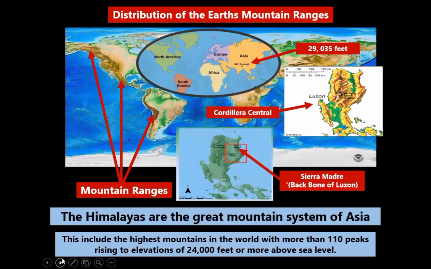Another notable mountain range is the Sierra Madre, also known as the backbone of Luzon. Did you know that Sierra Madre is the longest mountain range in the Philippines? It covers the northeast coast of Luzon Island, serving as a natural shield against typhoons coming from the Pacific Ocean. The range also comprises numerous watersheds that serve the adjacent agricultural lands in central Luzon and Cagayan Valley.